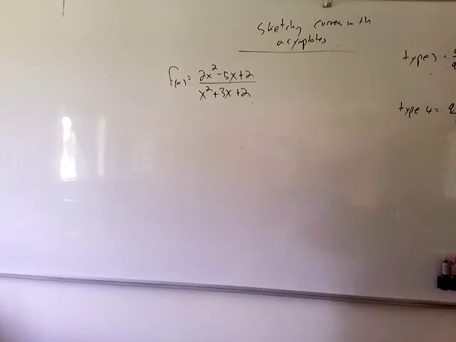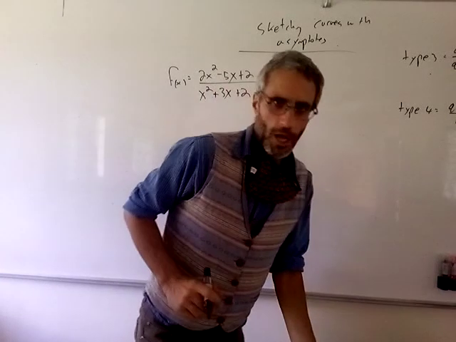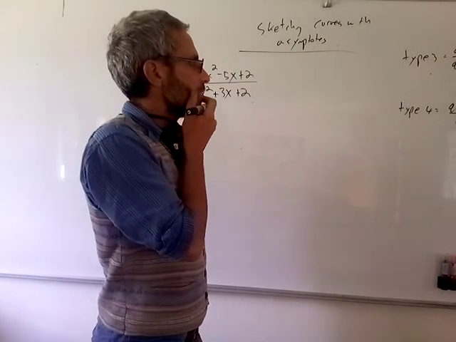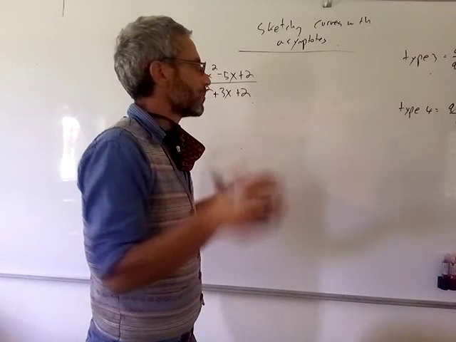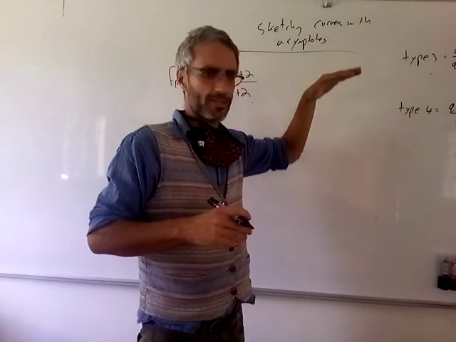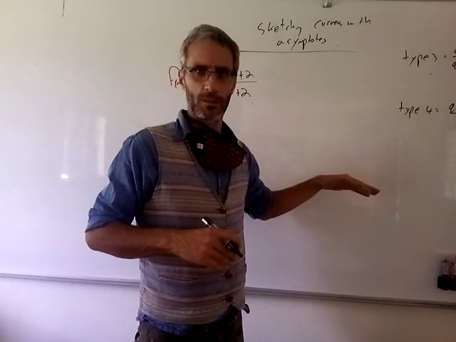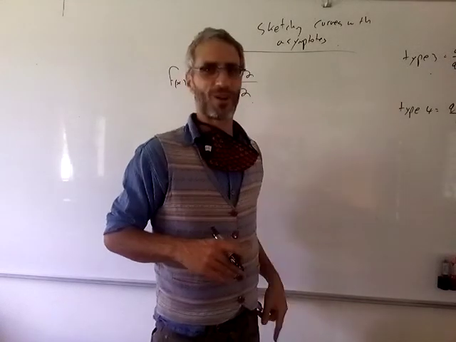Okay, right. We're still sketching curves with asymptotes. We looked at two types. I can't remember which one was which, but we had the linear function of x divided by linear, and then I think we had the quadratic divided by linear, or the other way around. Yeah, linear divided by quadratic.